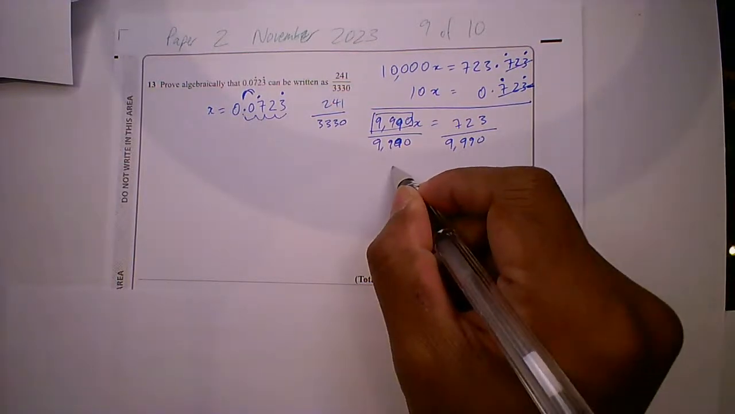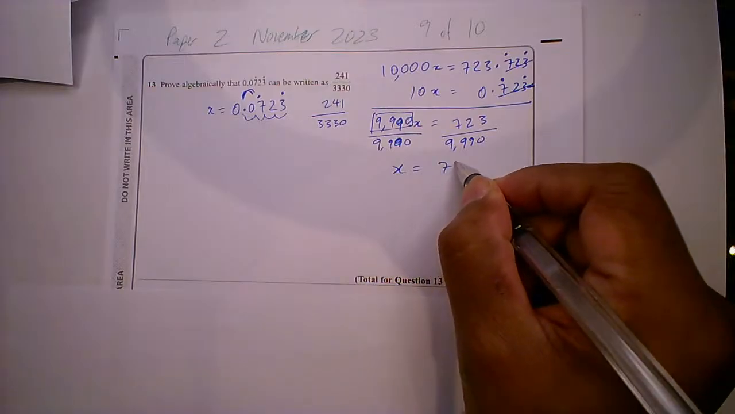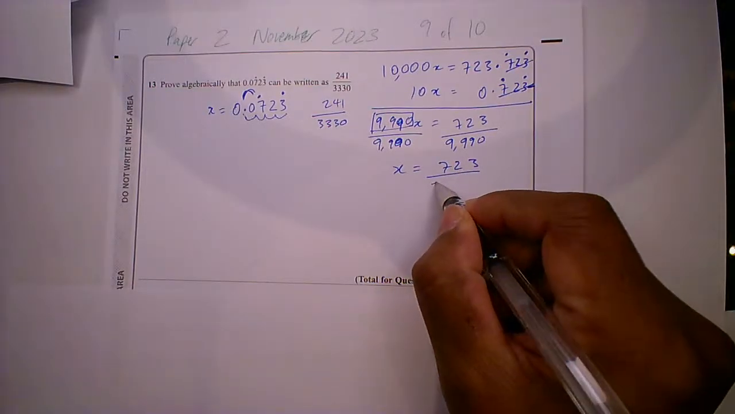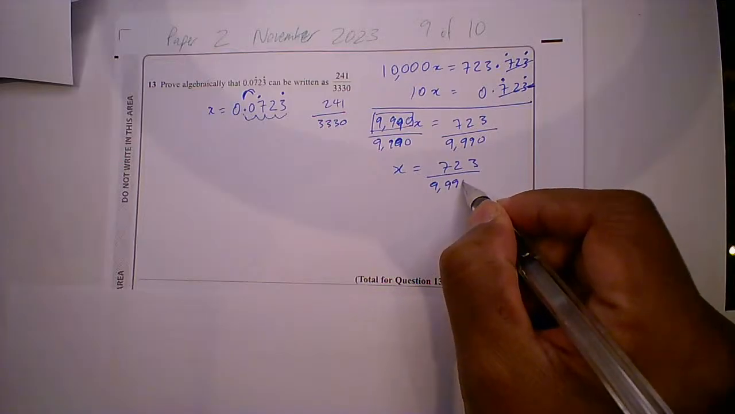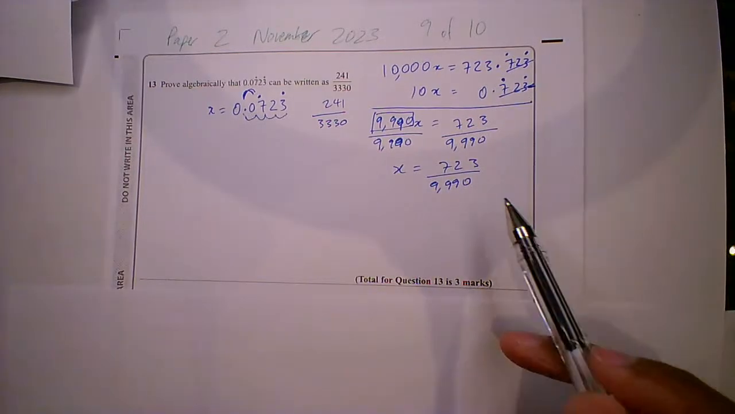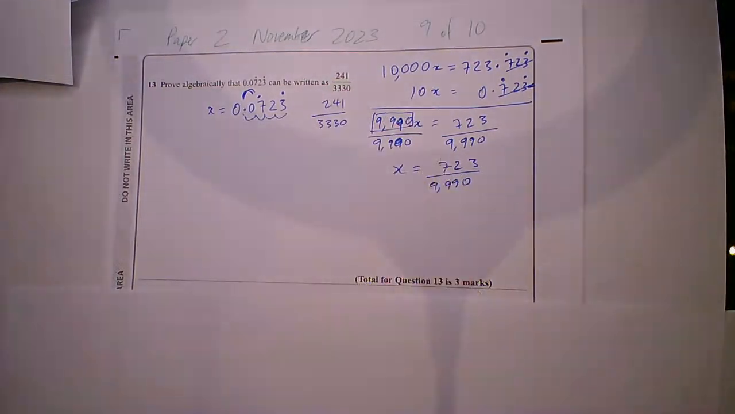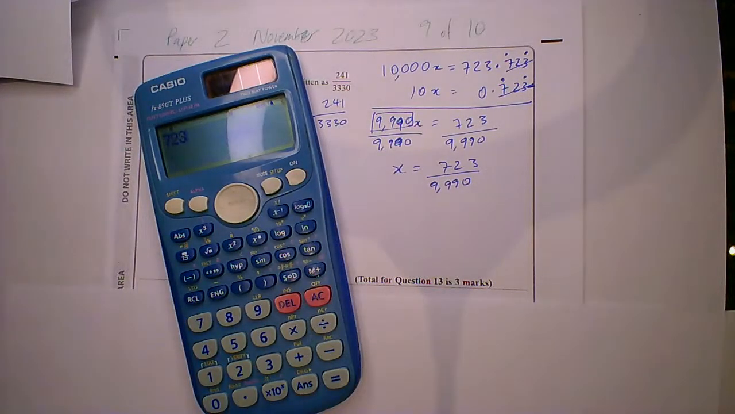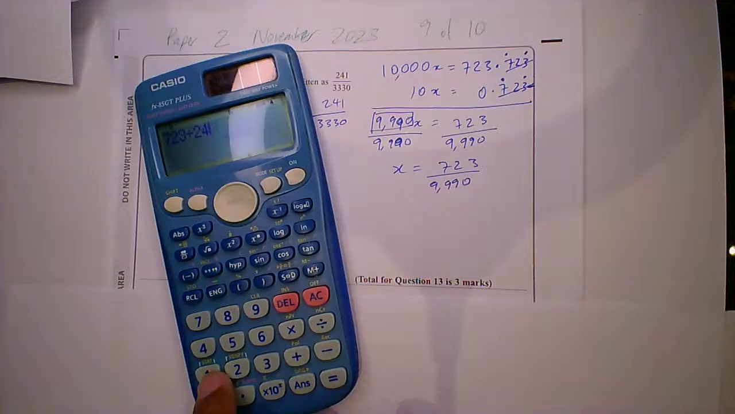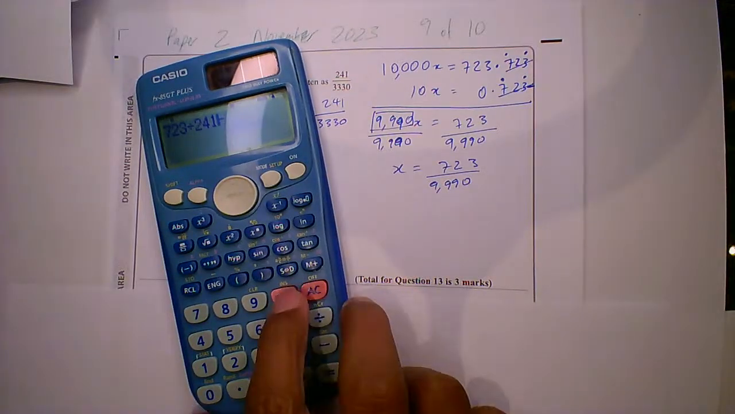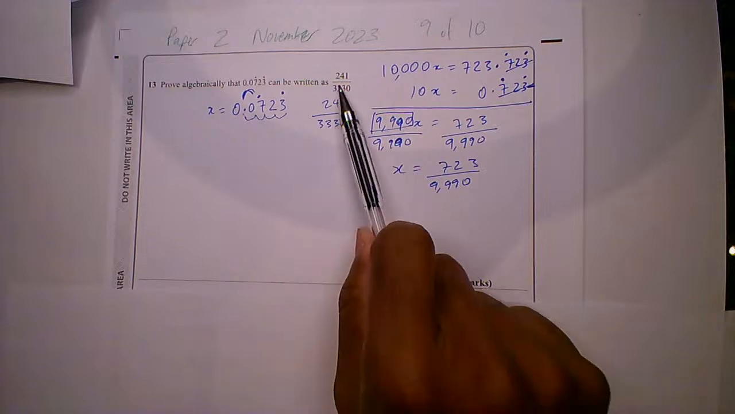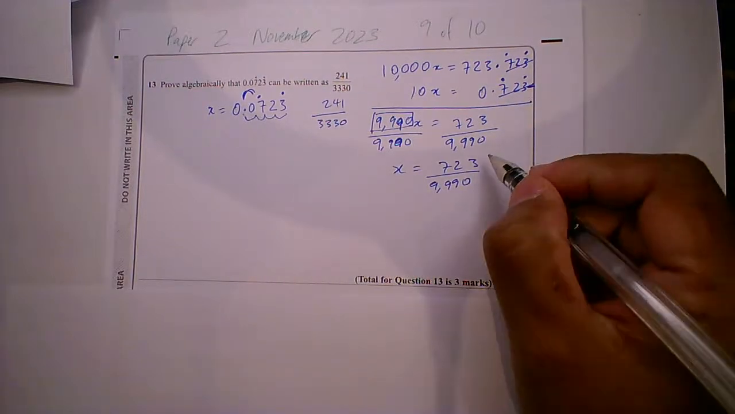X equals 723 over 9,990. And now you can get your calculator. What do I need to divide by? So 723 divided by 241. What's my answer? I just divide by 3. Could have just looked at the denominators, but hey ho.